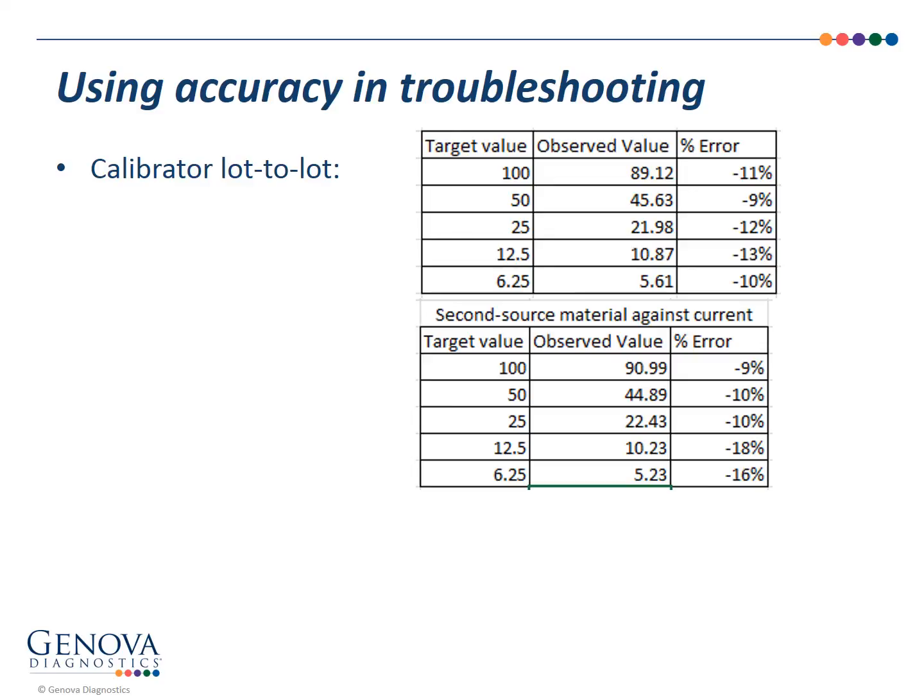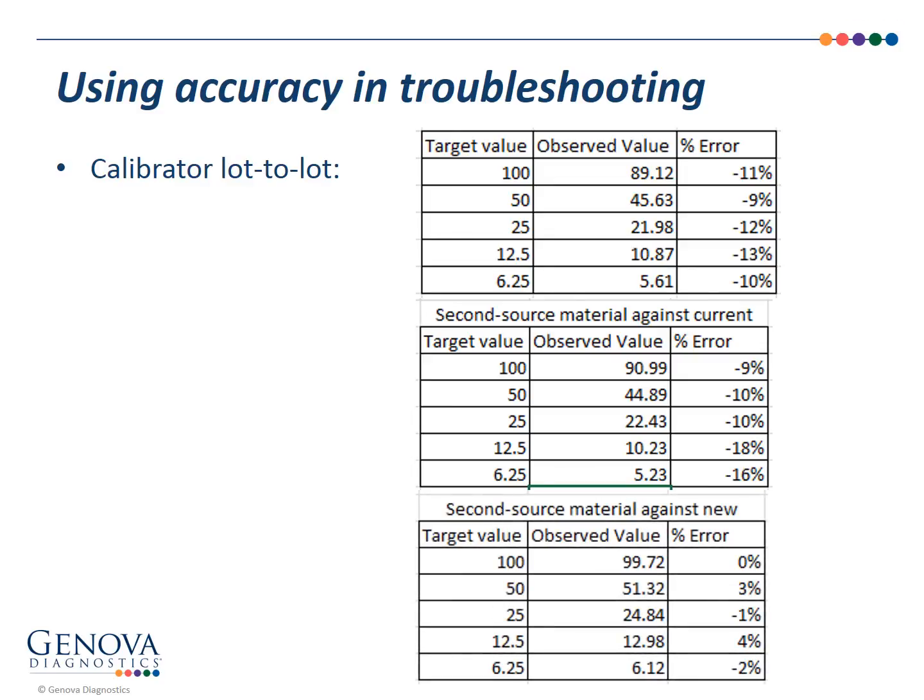So if we take that second source material and run it against the new calibrator set, you can see those percent errors are right on the money. So this is telling us that something happened with our old calibration set and we need to investigate further. If it was the other way around, where it was the new calibrator material that was off by negative 11%, then we might have the option of adjusting the concentration to bump it back up where it should be.